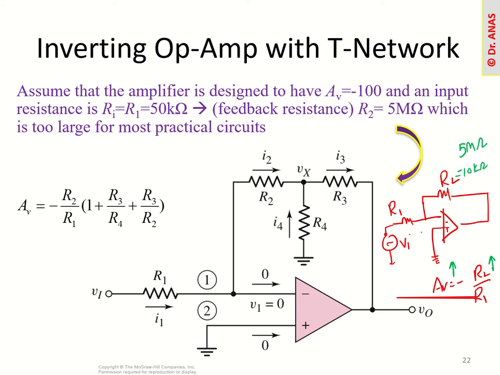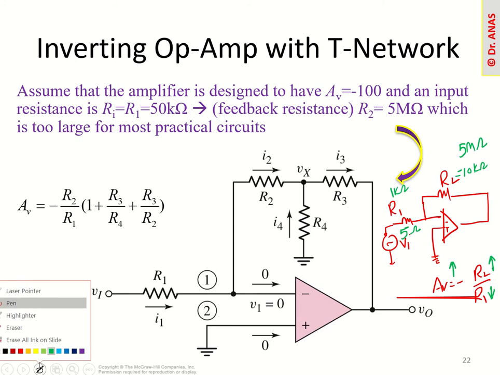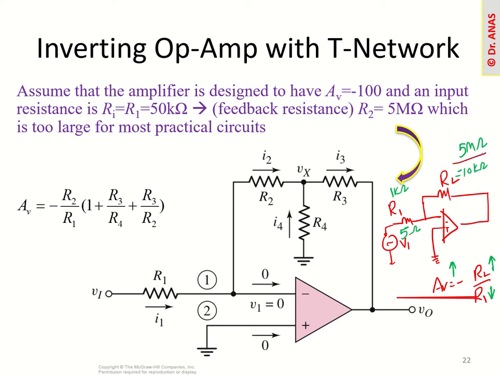Or the other way is to decrease R1. For example, first I am using 1k, and if I make it, let's say, 5 ohm, then the gain will be increased. But practically, using these values, like 5 mega ohm or 10 mega ohm or 5 ohm resistance, is not feasible in an actual application. It's not practical to use such a high resistance and such a very low resistance at the input. So for those cases we use the T network.